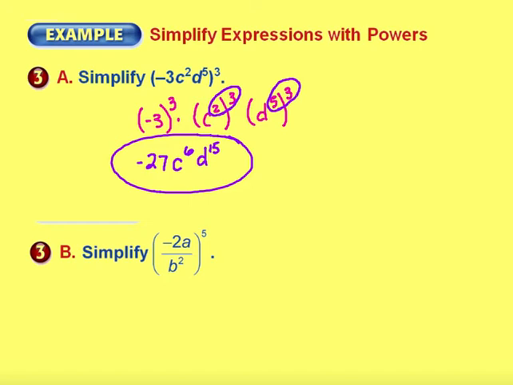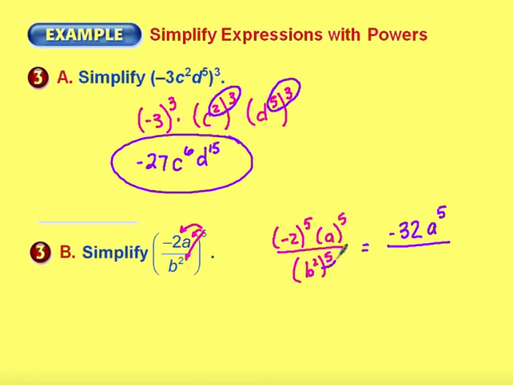Now, same or similar rule, but it's the quotient of powers. So I'm going to go ahead and distribute that 5 inside. So this is going to give me negative 2 to the 5th power. It's going to give me a to the 5th power and b squared to the 5th power. Now I'm going to go ahead and work each piece out. So negative 2 to the 5th power gives me negative 2 times negative 2 times negative 2 times negative 2 times negative 2, which altogether is negative 32. A is already raised to the 5th power, and now I can handle my b to the 2nd to the 5th and multiply those out to give me b to the 10th. I look around, I have no negative exponents, so I am as simplified as possible.